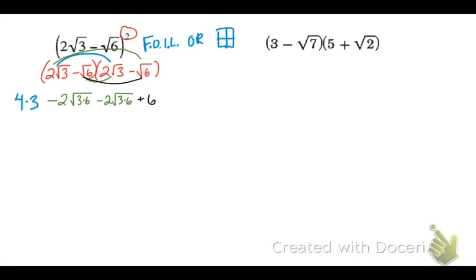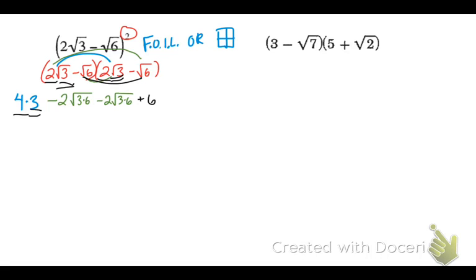Now when I do the root 6 times root 6, it's a regular 6. And when I did 2 times 2 gave me the 4, and root 3 times root 3 gave me a regular 3. That's where that came from.